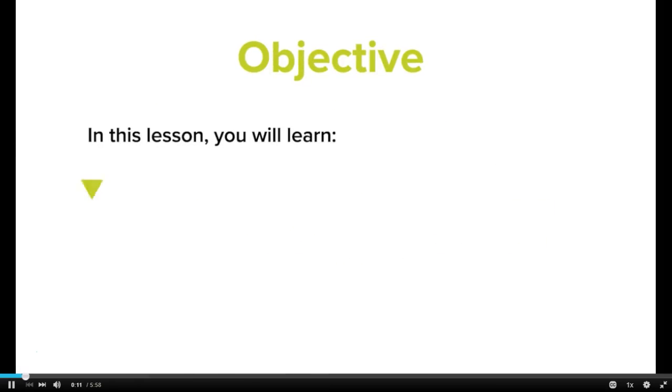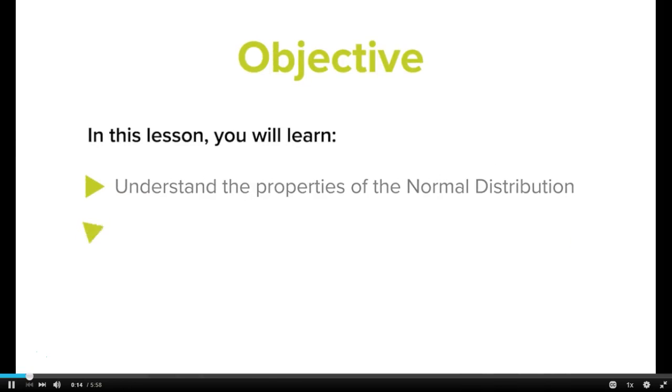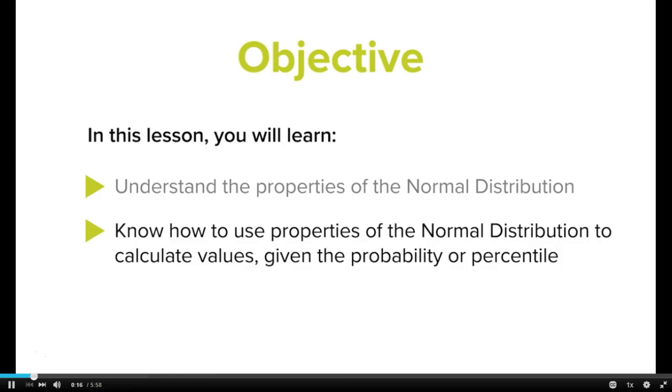In this lesson, you will learn the properties of normal distribution and know how to use properties of normal distribution to calculate values when given the probability or the percentile.